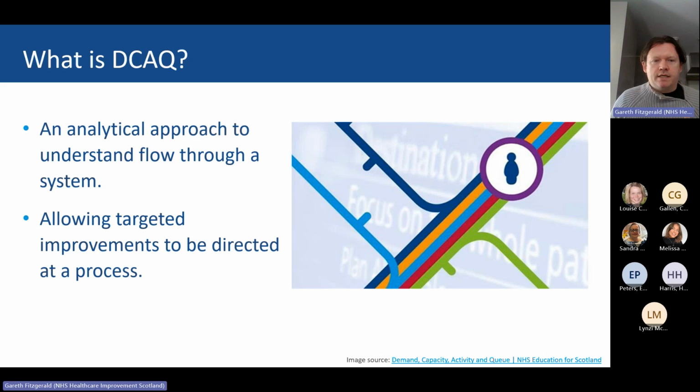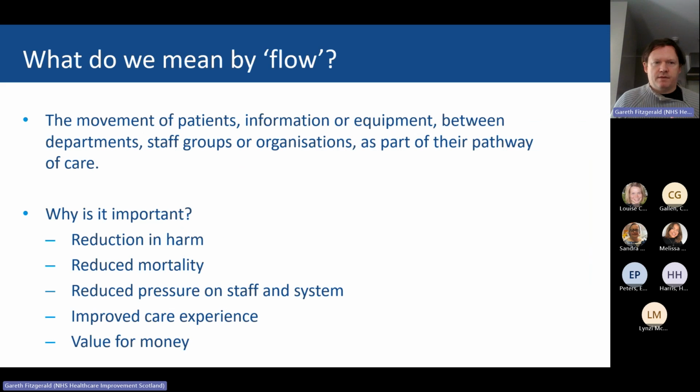And when I talk about understanding flow, we have to talk about what we mean by flow. So we've got a little thing there about the movement of patients, information or equipment between departments, staff groups, or organizations as part of their pathways of care. DCAQ and flow, they're often spoken of together, but they are different. Flow is almost like your activity over time. DCAQ is an approach where we use the data to help measure effective flow. When flow isn't as good as you want it to be, using DCAQ then helps you understand whereabouts you might be able to target improvements to that overall flow. So that's flow.